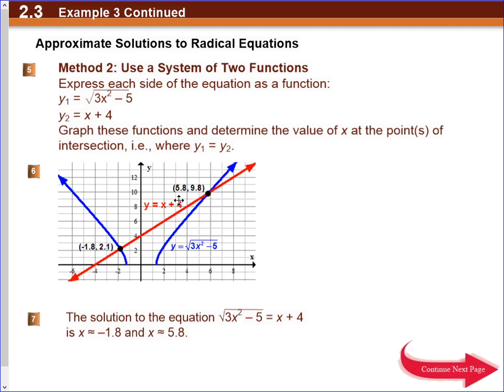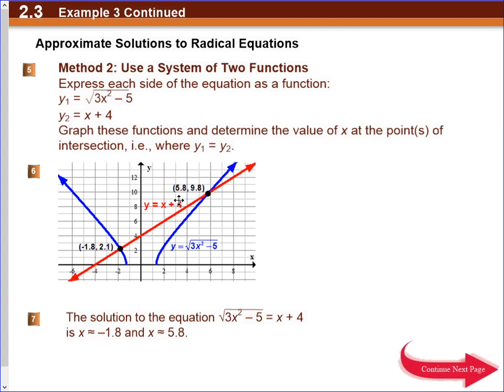And in your calculator, unfortunately, I don't have it set up to show you, you can find out those exact values by using the calculate function. So on your calculator, you hit the second button, and then I believe it's the trace button, which brings up the calculate menu. And there is an option that is intersect.